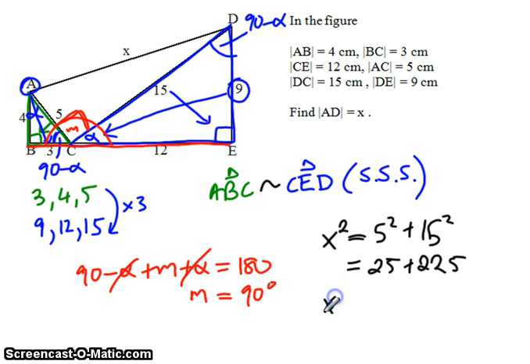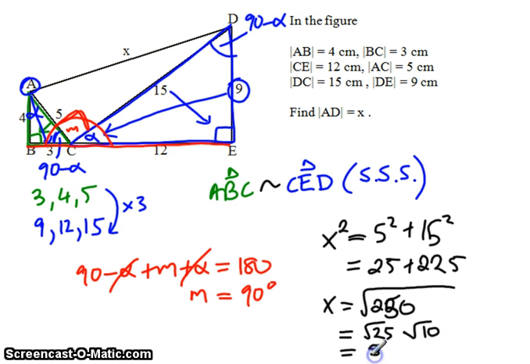So to get x now, we have to undo the squared with the square root. And that's the square root of 250 if we add those together. And we should spot that that's the square root of 25 times the square root of 10, which will simplify to 5 root 10. And we're given the units, so we should include that in our answer.